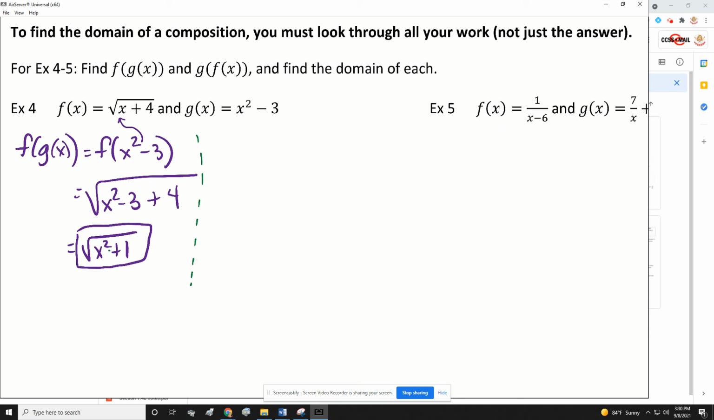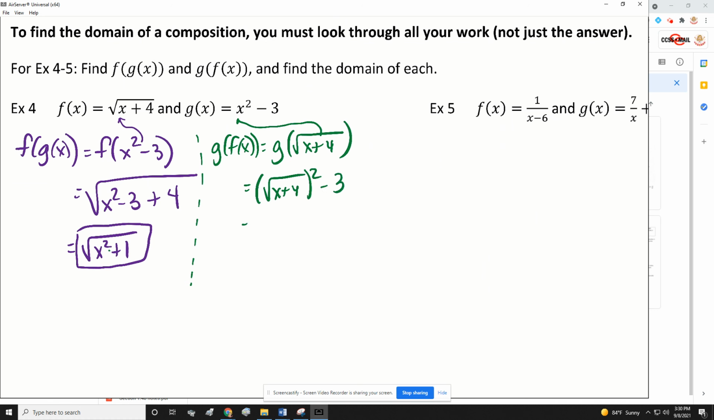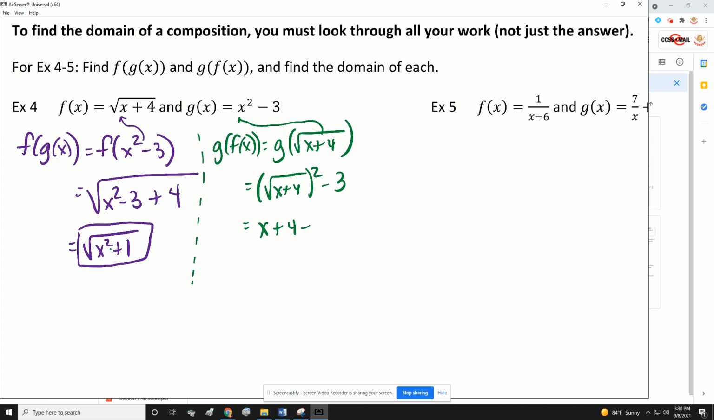All right, we're going to do it the other way now, where we do g of f of x. So in the g function, we're going to put in the f, which is the square root of x plus 4. In g, everything we're doing to x, we're going to do to the square root of x plus 4, which means we're going to square it, and then we're going to subtract 3 from it. Now when you square that whole square root, you are just left with x plus 4. And then when you subtract 3 from it, you get x plus 1. And that's your composition.